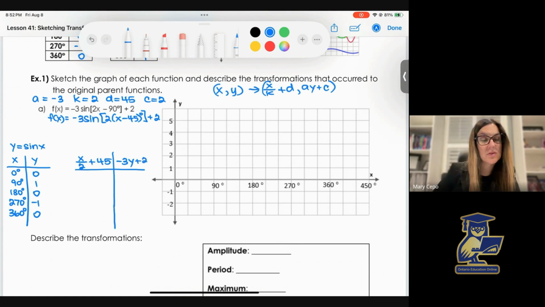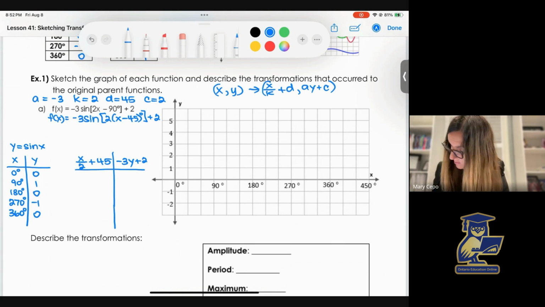Okay, and we're substituting those different values for x from the parent function into that mapping notation. So 0 divided by 2 is simply 0, plus 45 is 45 degrees. 90 divided by 2 is 45. 45 plus 45 would be 90 degrees. 180 divided by 2 is 90, plus 45, which would be 135 degrees. So I'm sure you're noticing that we just keep going up by 45 degrees.